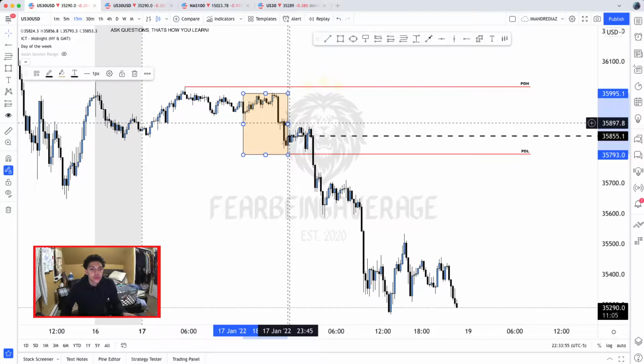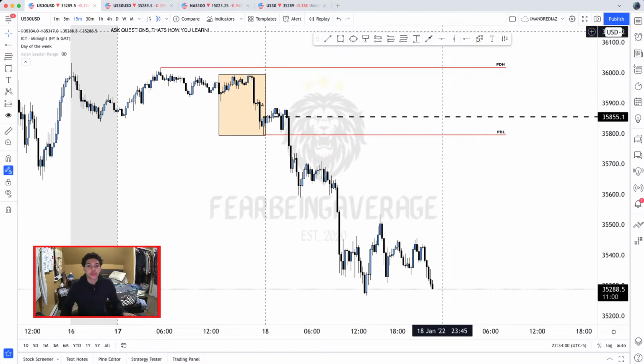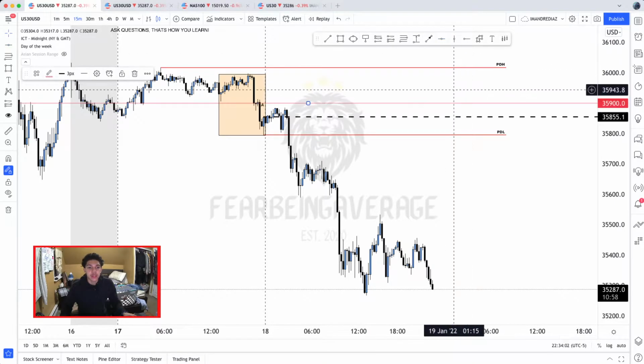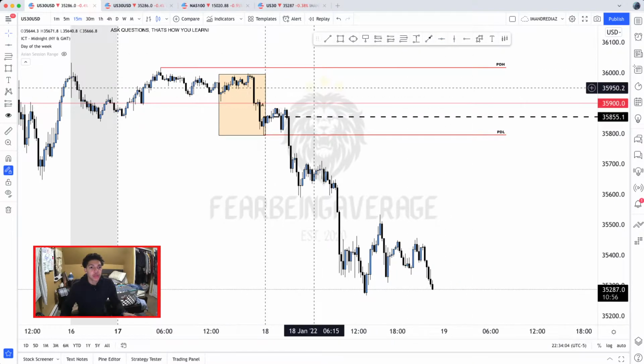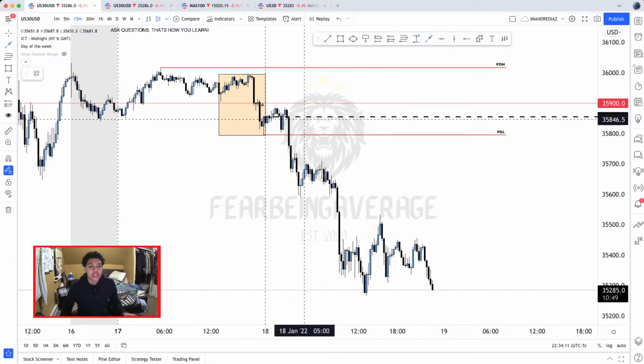Now where I want you guys to pay attention, I want you to pay attention to 35,900. Why this level? Well, this level for one is a big figure level, and you can see price came very close to it before overall having this big drop. Now, why is this area right here significant? Because this is the high of the day.